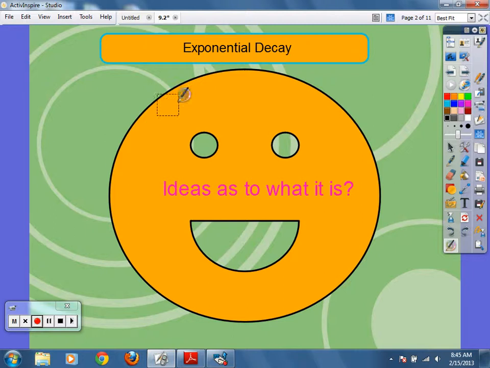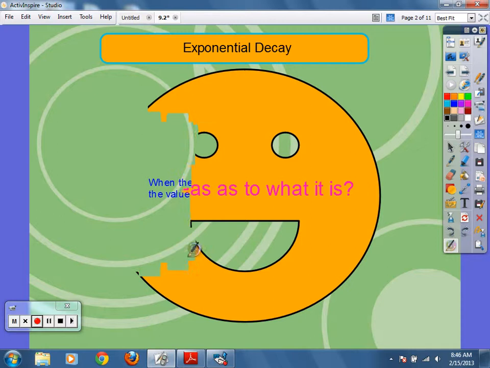Let's talk about what you think exponential decay could be. We just talked about exponential growth, so you should have a good idea now at this point what the curve looks like and what's happening. Something is getting large exponentially. You're multiplying by something over and over and over to get something larger.